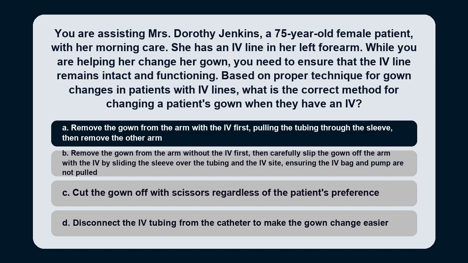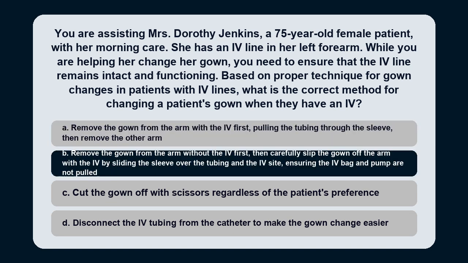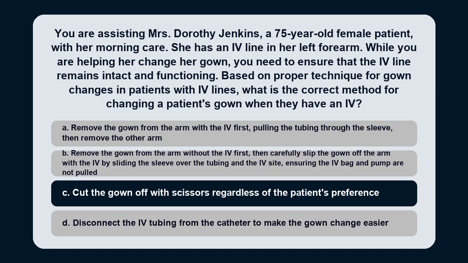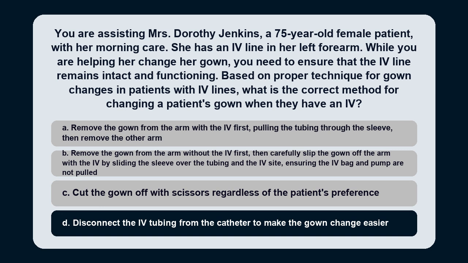Option A. Remove the gown from the arm with the IV first, pulling the tubing through the sleeve, then remove the other arm. Option B. Remove the gown from the arm without the IV first, then carefully slip the gown off the arm with the IV by sliding the sleeve over the tubing and the IV site, ensuring the IV bag and pump are not pulled. Option C. Cut the gown off with scissors regardless of the patient's preference. Option D. Disconnect the IV tubing from the catheter to make the gown change easier.